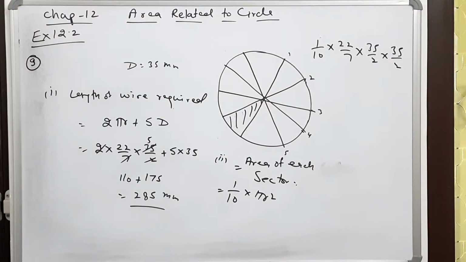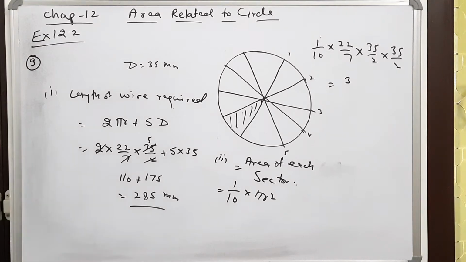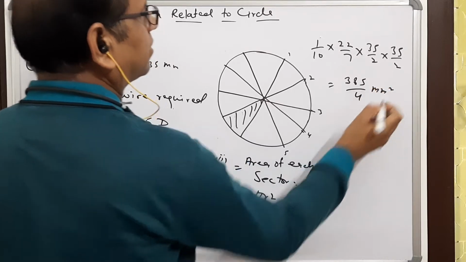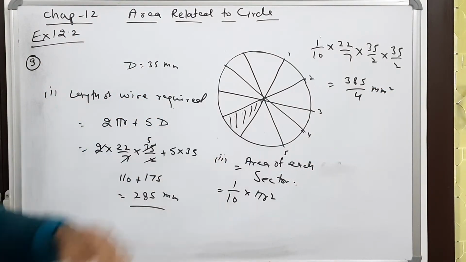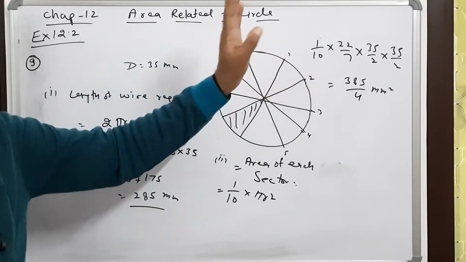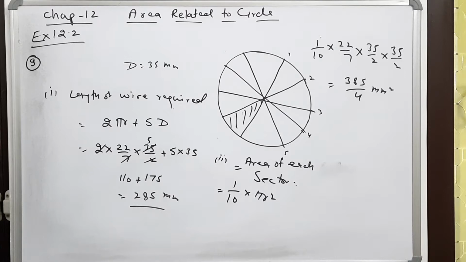You all know it very well. Why I am taking 35/2? Because 35 is the diameter. So if you simplify this part, this answer is 385/4. And what will be the unit here? Millimeter square. So that will be the area of one sector. I hope it is clear. Why it is 1/10? Again you see, because there are 10 equal parts. So one part will be 1/10 of the total part. So in this way we can find the area of the sector, each sector of this brooch. Next problem.